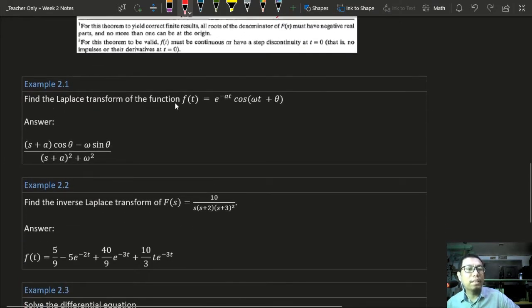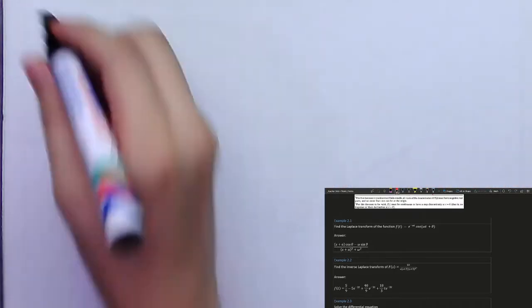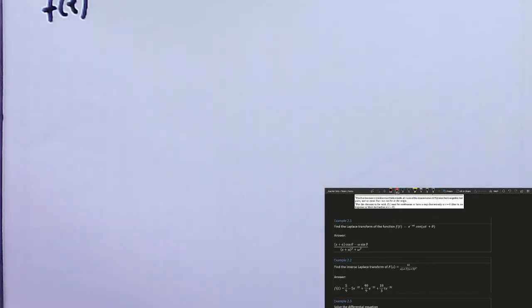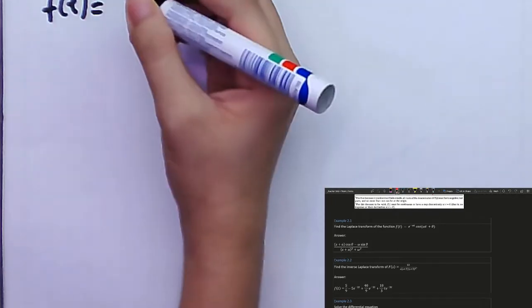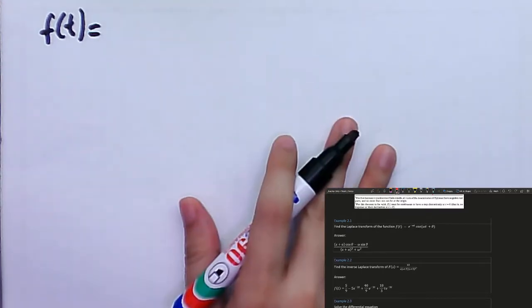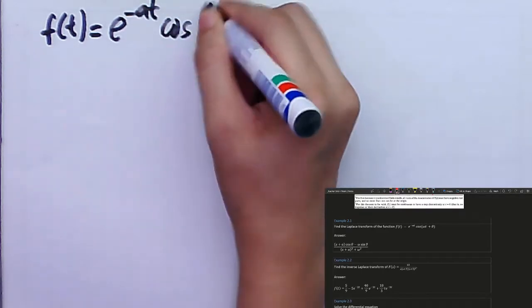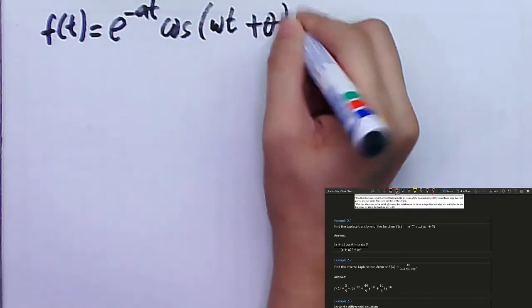By finding the Laplace transform of the function f of t equals e raised to negative at cosine omega t plus theta. Okay? So basically, try natin isulat yung given. So you will have f of t equals e raised to negative at cosine ng omega t plus theta.